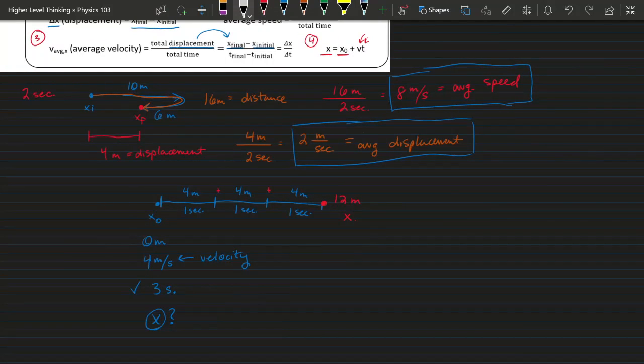So this equation is essentially a shortcut for the longhand notation I just did. We could calculate x by saying our x naught, which is 0, plus the velocity times the time, and end up getting 12 meters.